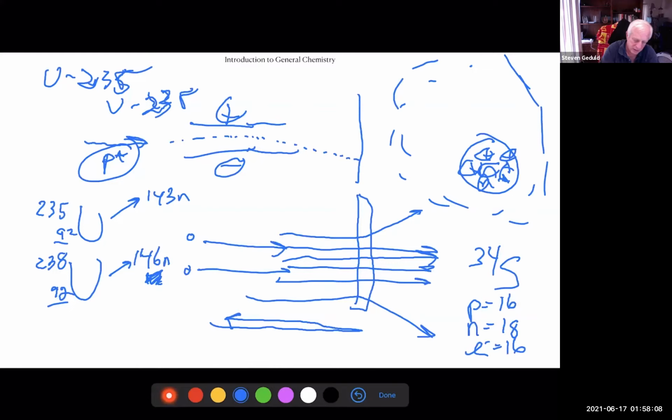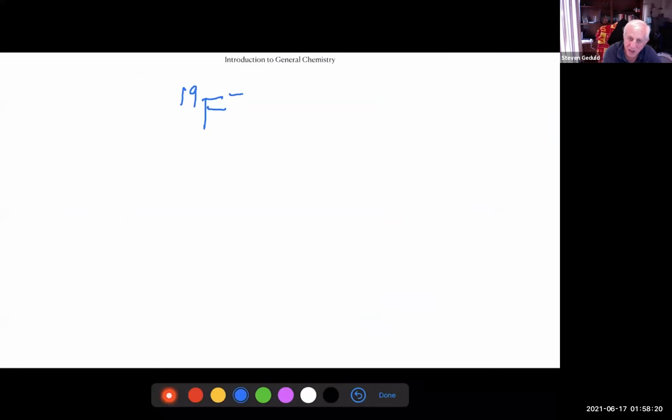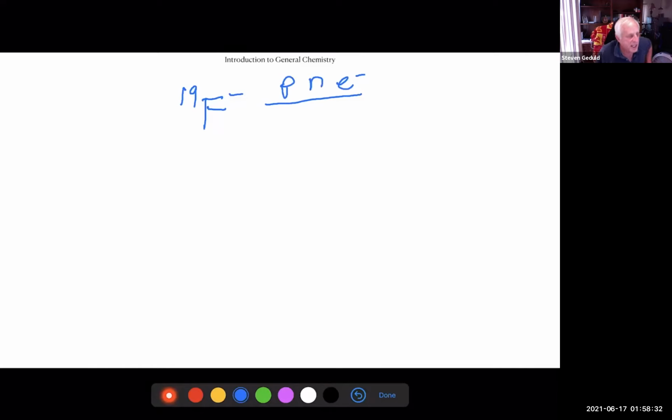Let's do another example. Let's do fluorine 19, -1. Okay, so that's an ion, and it's an isotope. So how many protons, neutrons, and electrons? How many protons does fluorine 19 -1 have? 9. Remember, protons are always, just look at the periodic table. It has 9. How many neutrons does it have? 10. Perfect. Because neutrons plus protons has to equal your mass number.